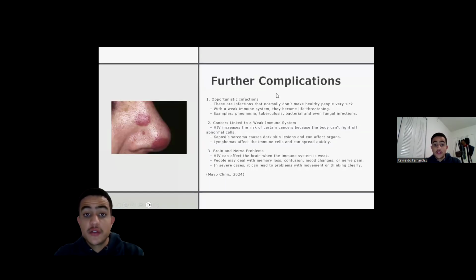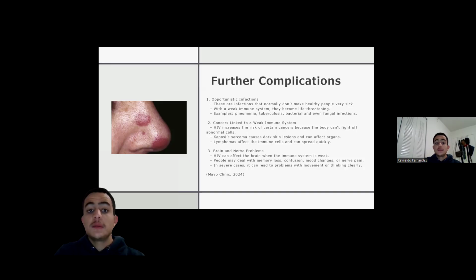And then further complications of the disease is opportunistic infections. These are infections that normally don't make healthy people very sick. For example, we can get sick of a common cold, but in 2, 3 days, we can be fine. The common cold is like something common and doesn't usually cause death. But when somebody gets the common cold while already having AIDS, it can usually cause death because the virus is not fighting other bacteria, other viruses that are inside our body and who are causing infection.